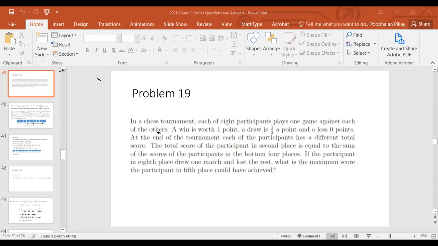These 8 participants play games, and the question says that each one plays everybody else. Okay, that's the usual thing. And if you win, you get 1 point. If you draw, you get half a point. And if you lose, you get 0 points. Then it's also said that they all got different totals. The 8 people have got different scores. There are no ties amongst the 8 people who are participating.